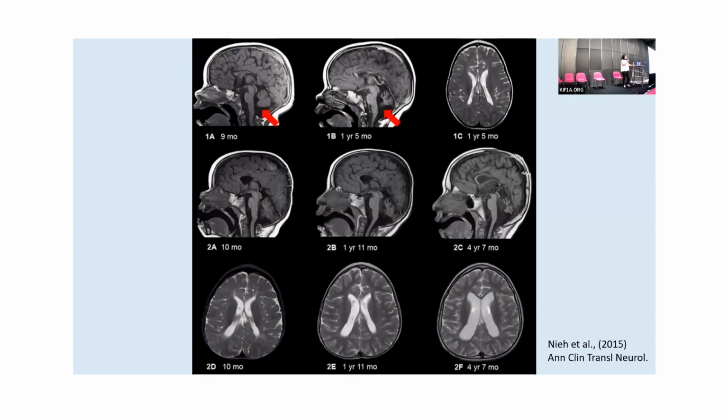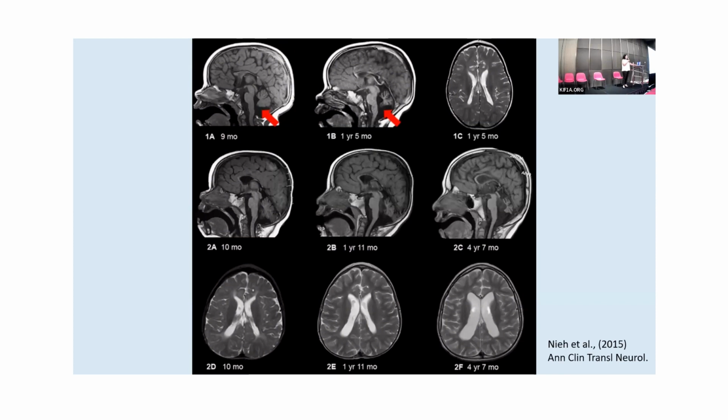The next two rows show MRI images from a different KAND patient at 10 months of age, 23 months of age, and 4 years and 7 months of age. And in this patient, not only the cerebellum, but also the cerebral cortex has diminished in size. And therefore, these lateral ventricles, which are fluid-filled cavities in our brain, those have expanded. This is called hydrocephalus ex vacuo.